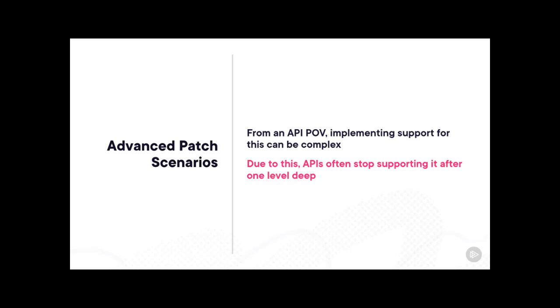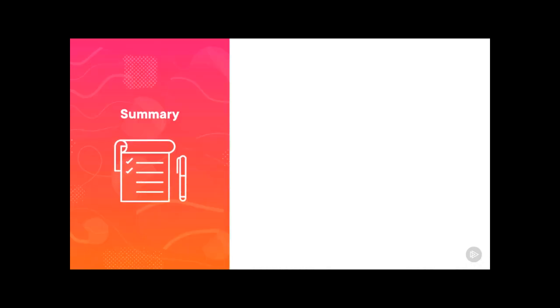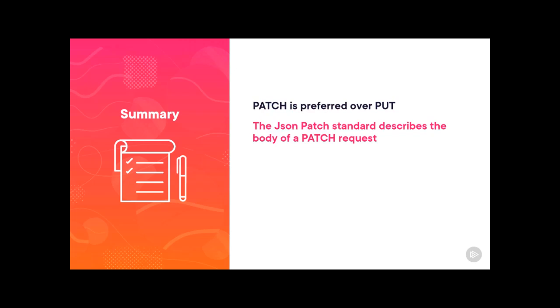Let's have a look at the summary for this module. We learned that patch is the preferred method of updating resources. Modern APIs don't even necessarily allow put anymore. The body of a patch request is described by the JSON patch standard. In essence, it's a list of operations that have to be applied to the resource. You can look at that as a change set.